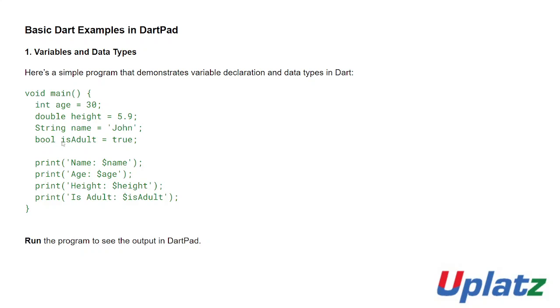Bool isAdult is equal to true. Bool is the Boolean type. isAdult is a Boolean type variable, and it is initialized to true.